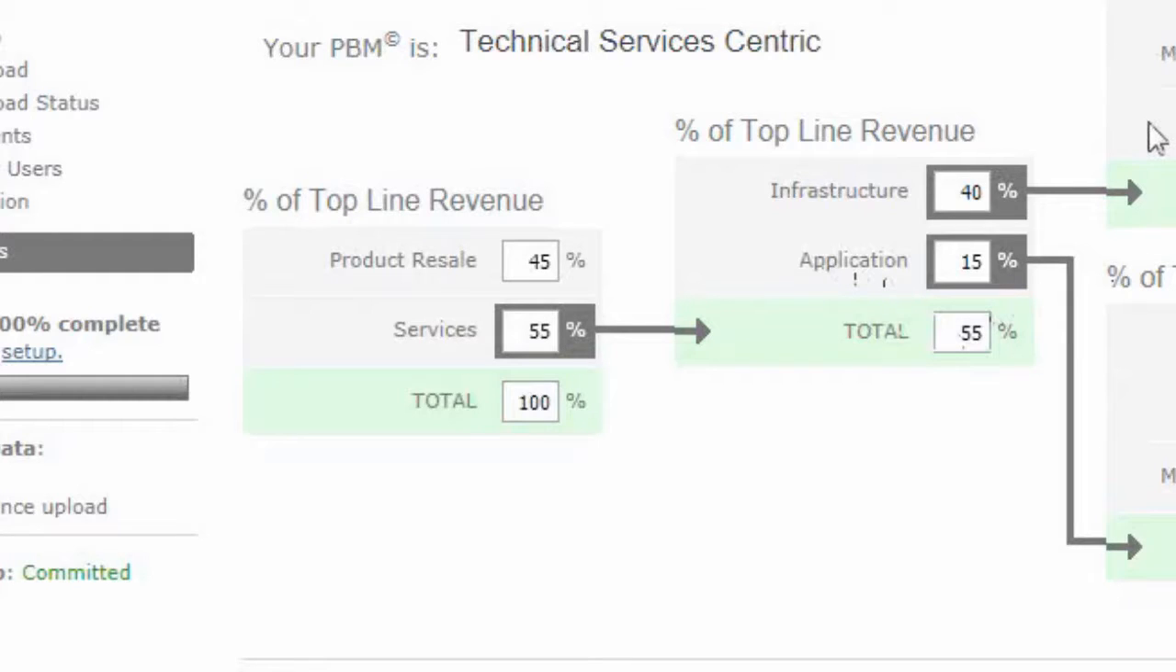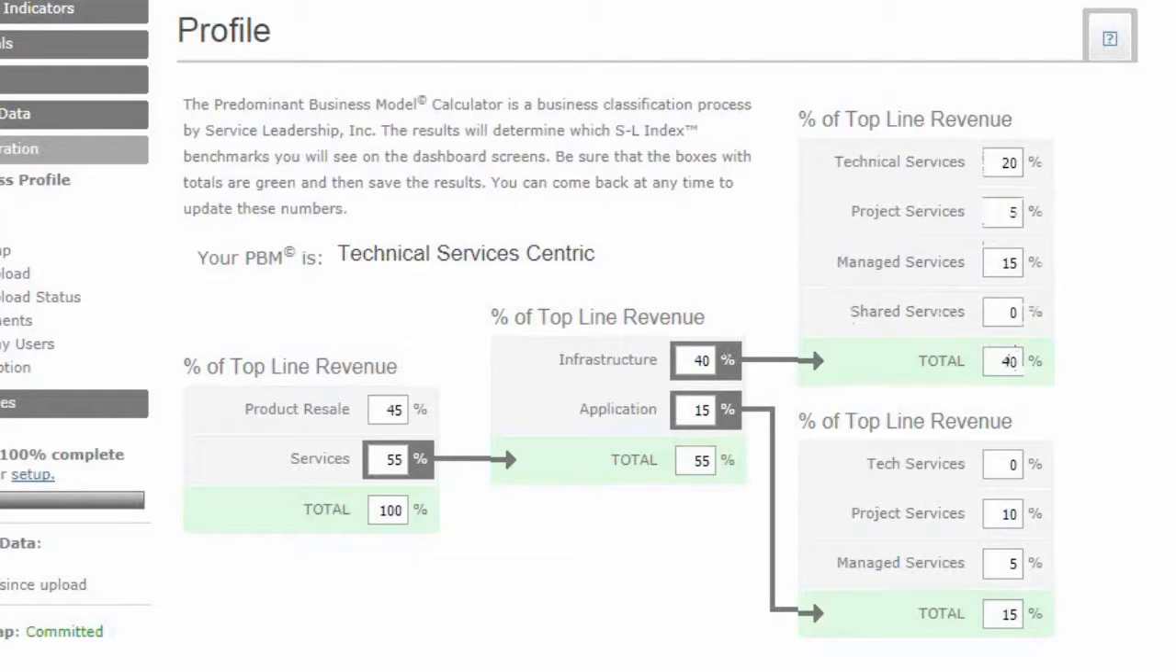And then infrastructure, typical in this case, a typical IT service company. So split this 40% up so that you've got a representation of the percentage of total revenue for the last year, and then the largest number determines what your predominant business model is.